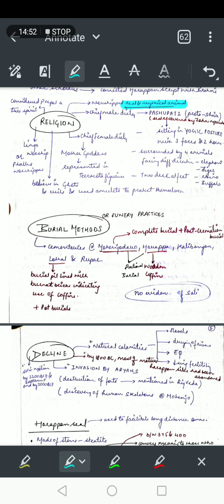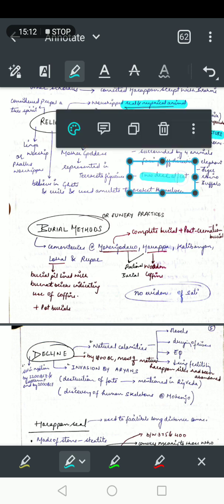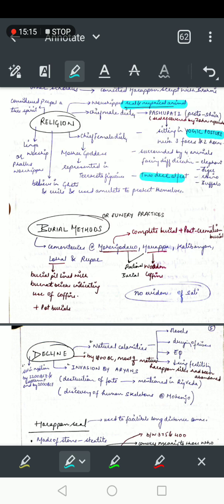Now this Pashupati or Proto Shiva is sitting in a yogic posture with three faces and two horns, surrounded by four animals. These four animals are facing in different directions, and these four animals are elephant, tiger, rhino, buffalo. Rhino is also known as one horn, so you can remember. And there were two deer or two antelopes at the feet.